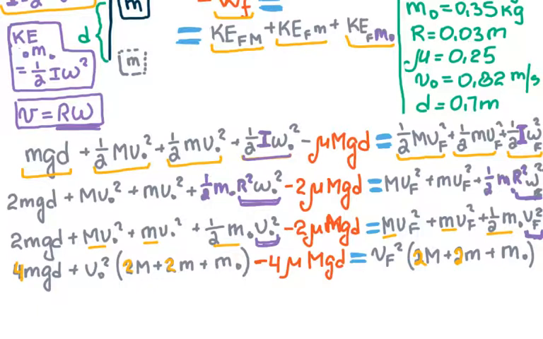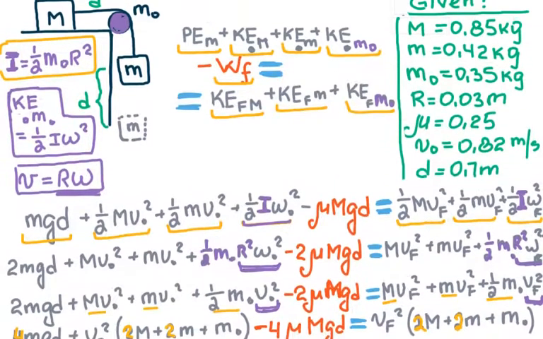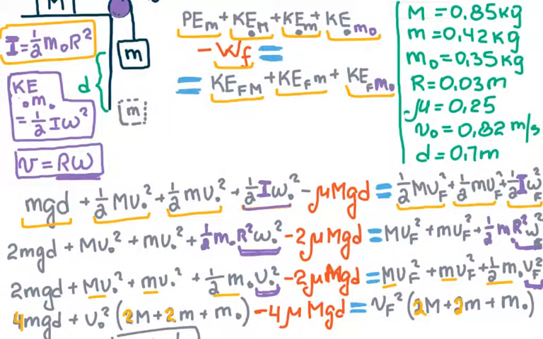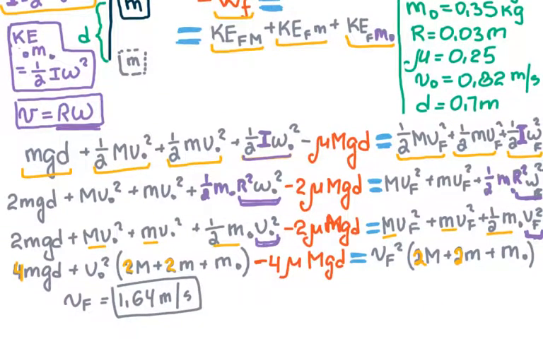Now, if I plug in all my numbers, then I will get V final is equal to 1.64 meters per second. And here is all the information that we had: the sliding mass, the lowercase falling mass, m sub 0 is the disk, and then the radius of the disk, the friction, initial velocity, distance. We didn't have distance yet. Oh yeah, we do have a distance in potential energy, so we have to plug in that one. So if we plug in all those numbers, we will get final velocity is equal to 1.64.